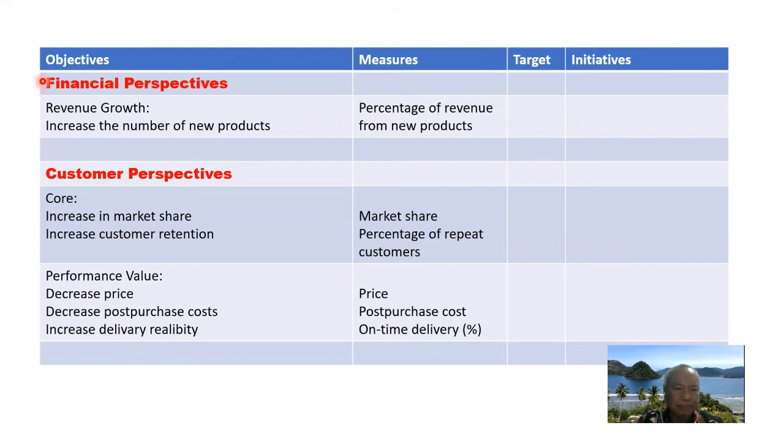For example, in the financial perspective, the objective is revenue growth, so we can make an indicator, for example, increase the number of new products. So what are the measures? After we set the objective, we set the measures, for example in this case, percentage of revenue from new products. We divide the revenue from the new products by the total revenues, so we find the percentage of revenue from new products. And then we can set the target here. How many percent?